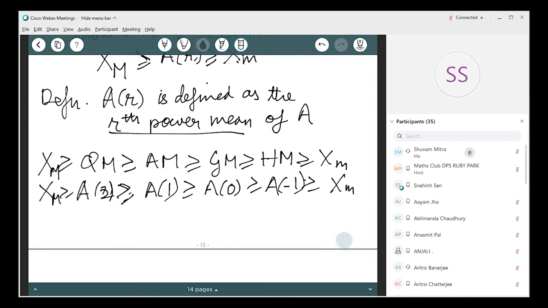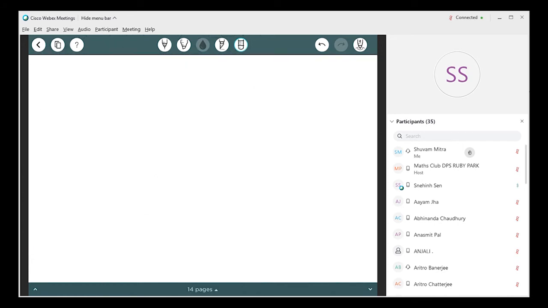Okay, then I'll move to the next page, and I'll write the last inequality for today, most probably, or maybe one more. So this is the final thing. We have defined the power means, and we just saw a property. Power mean inequality.